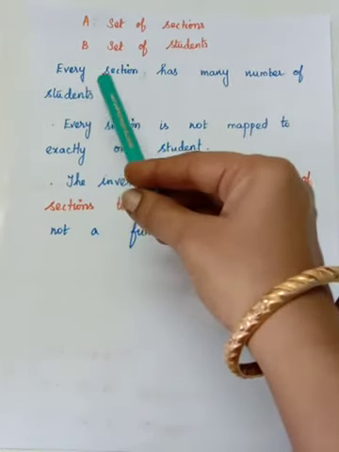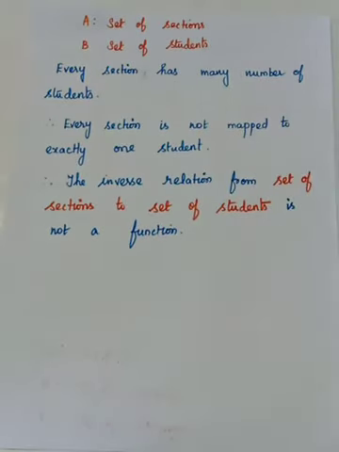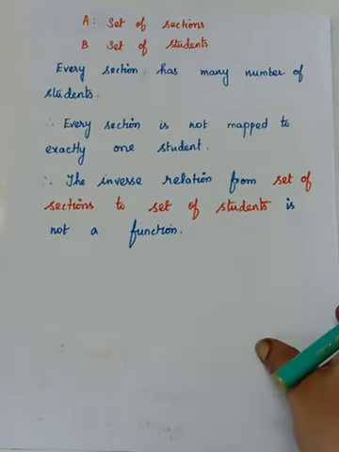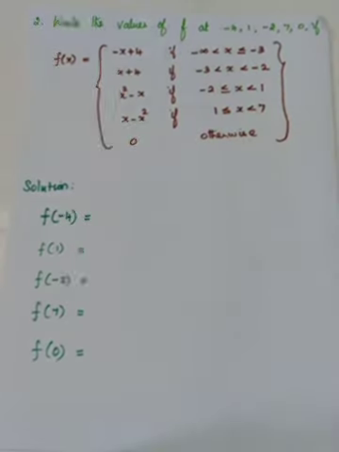In every section we have so many students, so every section is not mapped to exactly one student. If you consider the section A1, the strength of A1 is at least 30. So A1 is mapped to 30 students, so it is not mapped to exactly one student. Therefore, the inverse relation from the set of sections to the set of students is not a function. Okay, so we are moving to the second problem.